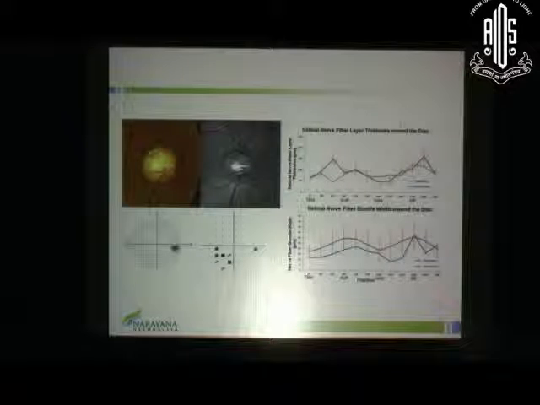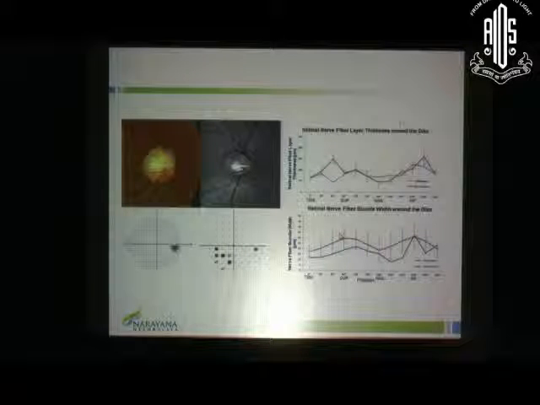Again, a supratemporal RNFL defect is seen on these two, and the inferior field defect. Now, when they compared the retinal nerve fiber layer thickness around the disc, the red one is of a normal, and this is of the patient. We see there is a thinning in the supratemporal area.